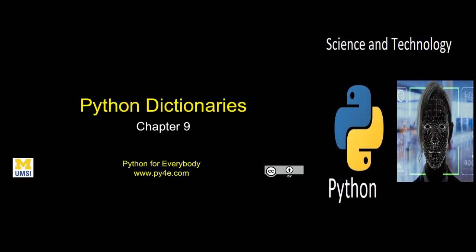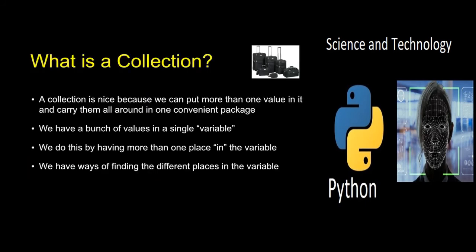Hello and welcome to Chapter 9. Now we're going to talk about Python dictionaries. Python dictionaries are probably the thing that most programmers love the most about Python because they're very powerful. They're like a little in-memory database. It's the second of our kinds of collections and probably the best collection.